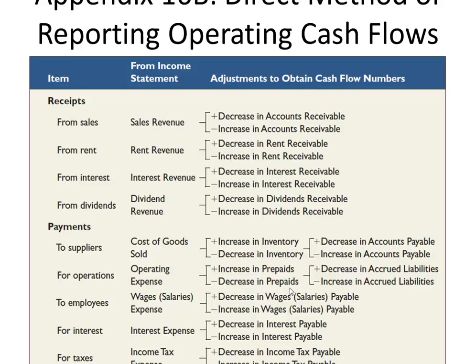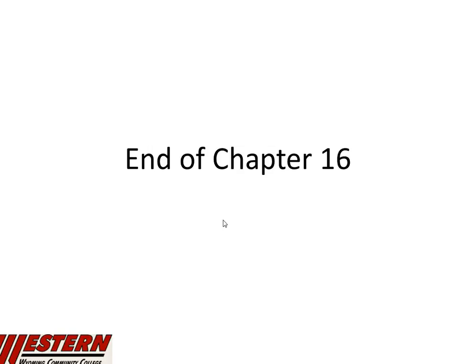Here's an example of the direct method. Receipts from rent, again, all the different accounts, and is it increasing or decreasing? How's that affecting cash? Line item by line item. That's the end of chapter 16.